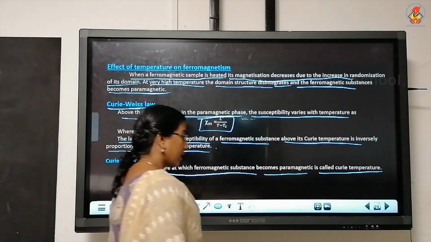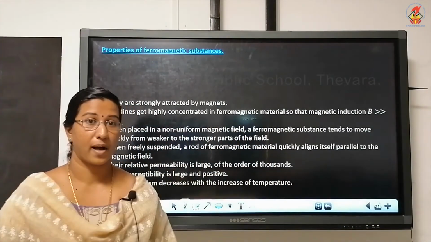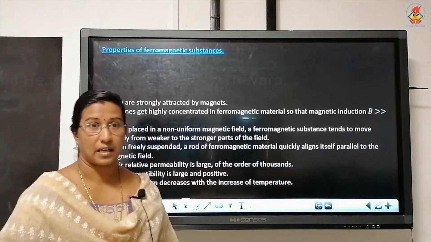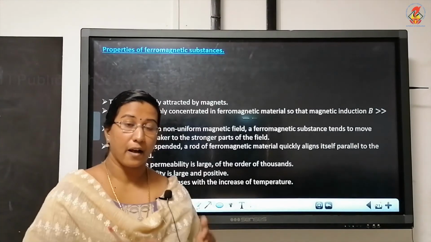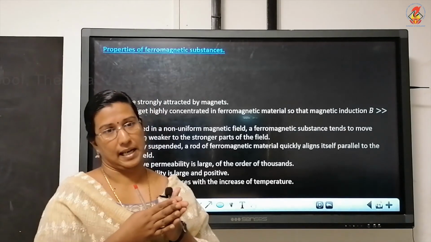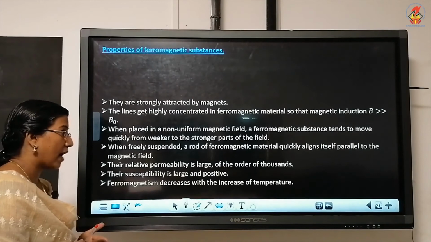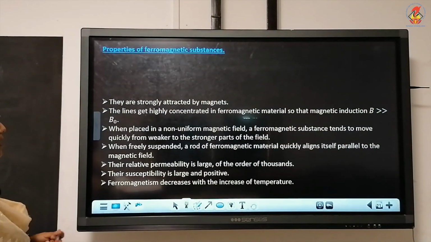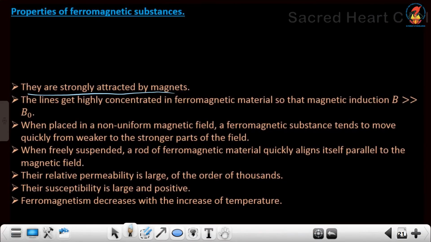Now let us see what are the properties of a ferromagnet. Ferromagnets are strong magnets, so they will be attracted by the external magnet. If we are keeping a ferromagnet in an external magnetic field, then most of the field lines of the external field will pass through the ferromagnet. As a result, it will have a very high permeability value and also a large and positive susceptibility value. Okay. Ferromagnets are strongly attracted by external magnets.